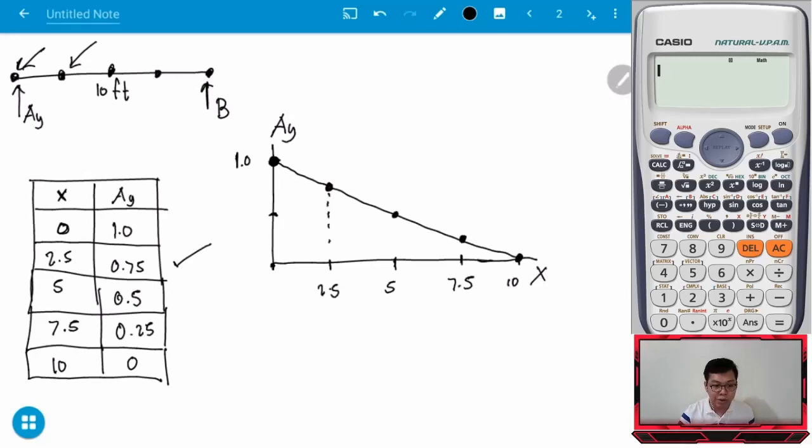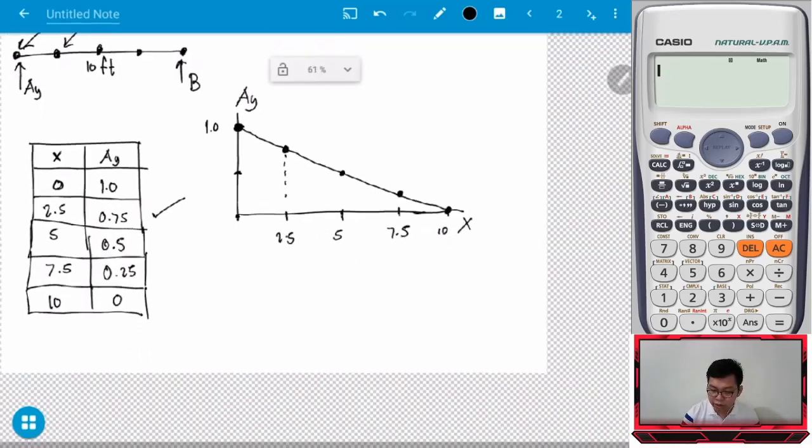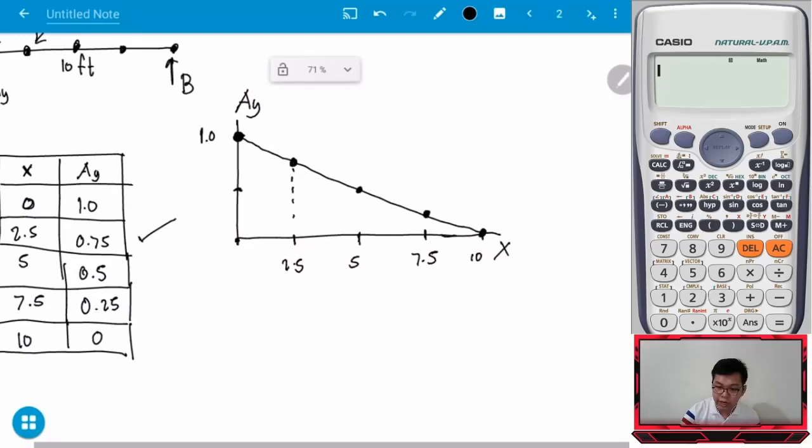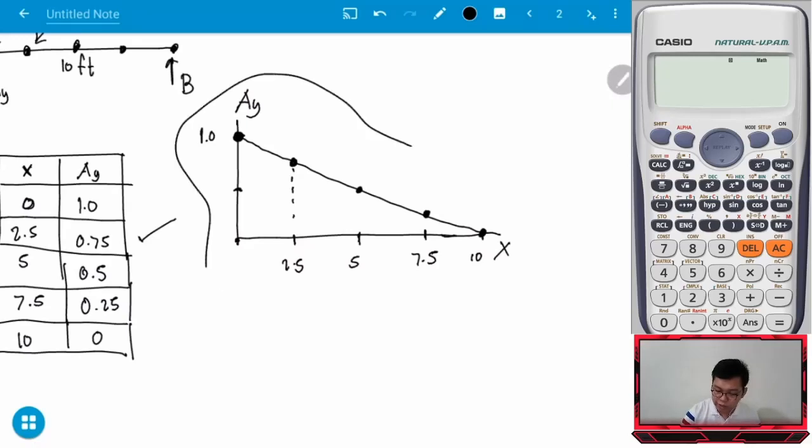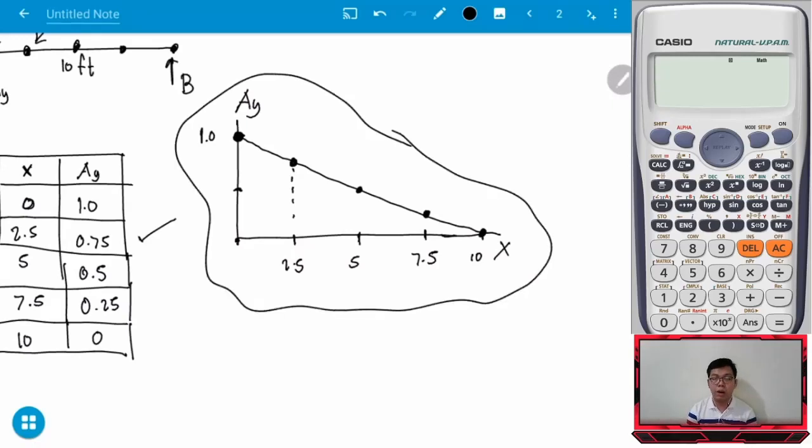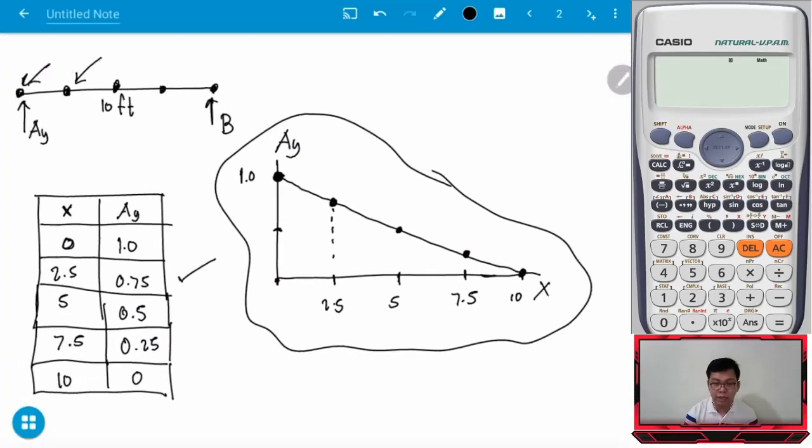Notice that it is linear. The decrease of our AY is 1, 0.75, 0.5, 0.25, to 0. So, the difference is actually 0.25. Anyway, that's your influence diagram. So, therefore, you now have the answer. This is our influence diagram for the reaction at AY, for this beam only.